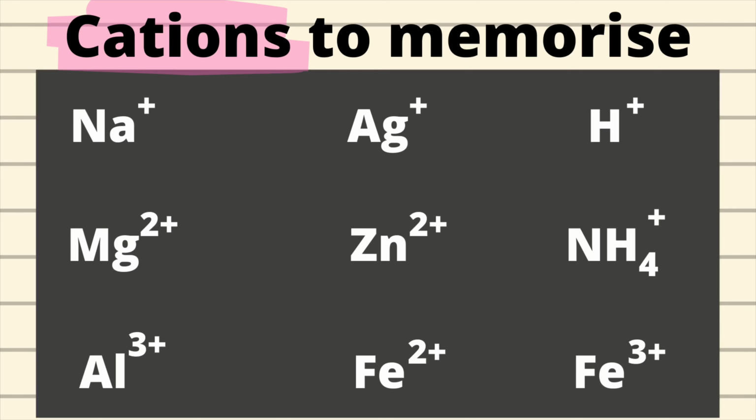In the middle column, silver isn't in group 1, but silver is a metal, and so silver has a 1+ charge. Zinc has a 2+ charge. Zinc again is a metal, and you'll find it in the middle of the periodic table. Now, if you look just to the bottom, you'll see that we've got Fe2+, and to the right of that we've got Fe3+.